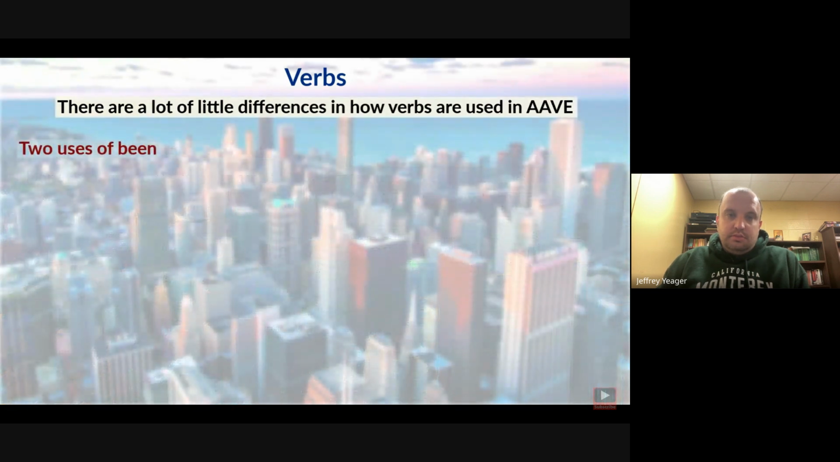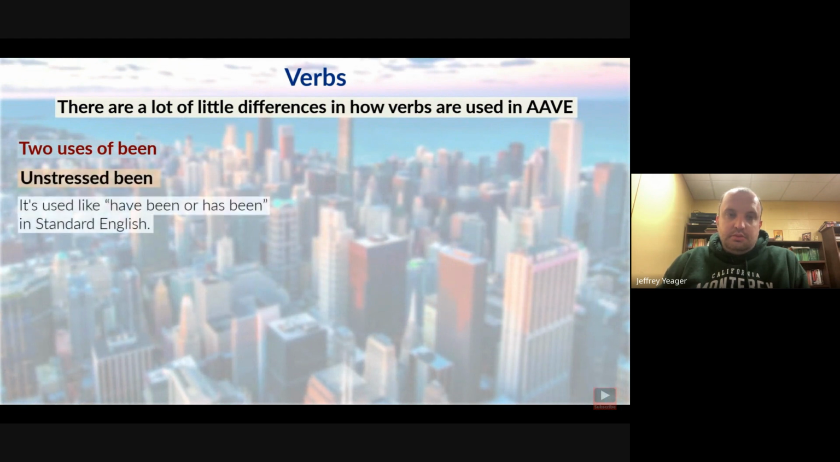The word been is also used with verbs in two ways. One way is called unstressed been. It's used like have been or has been in standard English. She been married for a long time.